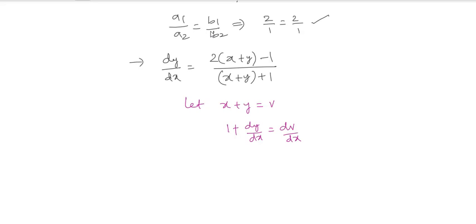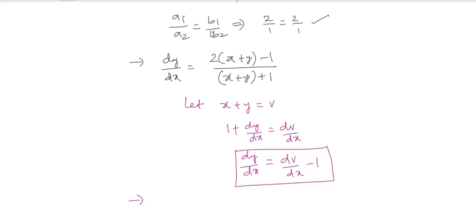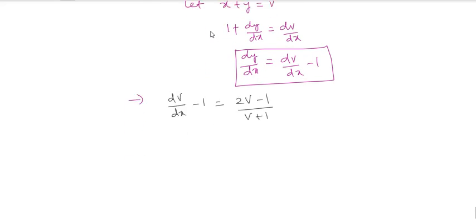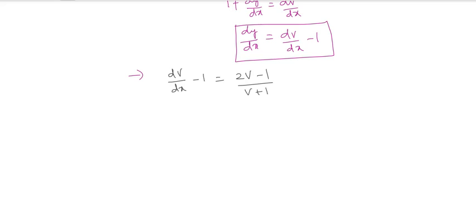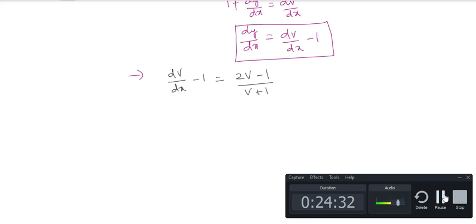Now substitute. What will I get? dy by dx is nothing but dv by dx minus 1 will be there. Am I right or not? So substitute this dy by dx. In that, what I will get here, check it out. dy by dx is nothing but dv by dx minus 1, which is equivalent to 2v minus 1 by v plus 1. Am I correct?